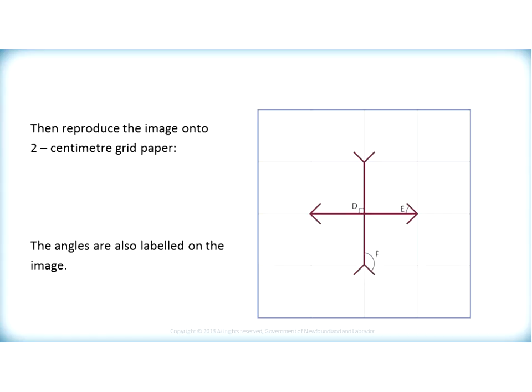To reproduce this, we're going to use 2 centimeter grid paper. So in the last diagram, from the middle to the end of one of the lines was 1 centimeter. So it went from one grid line to the next. Well, we're going to go from one grid line to the next again, but this time the gap between each of our grid lines is going to be 2 centimeters. So it's going to look like this. And also notice that once again I have my angles labeled. Angle D is 90 degrees this time. Angle E is between my horizontal line and the arrowhead pointing outwards. And angle F is between the vertical line and the arrowhead pointing inwards.